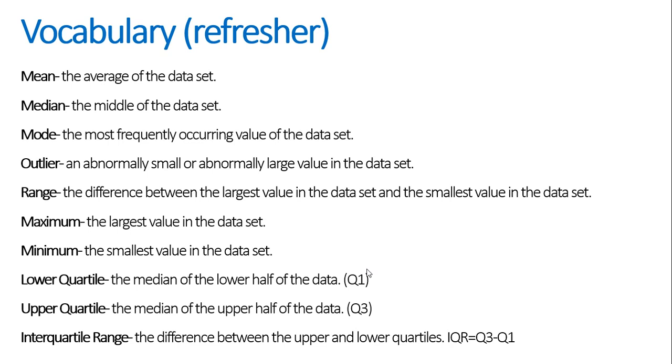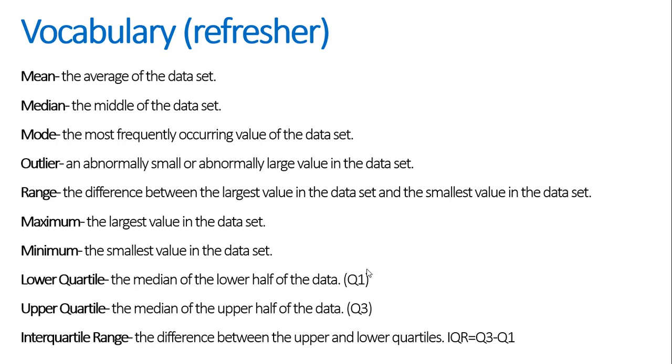The mode is the thing that occurs the most frequently. A great way to remember mode is that it sounds a lot like the word most. So we're just trying to see which number appears the most often, which value is occurring the most frequently inside my data set. An outlier is an abnormally large or an abnormally small value in the data set.